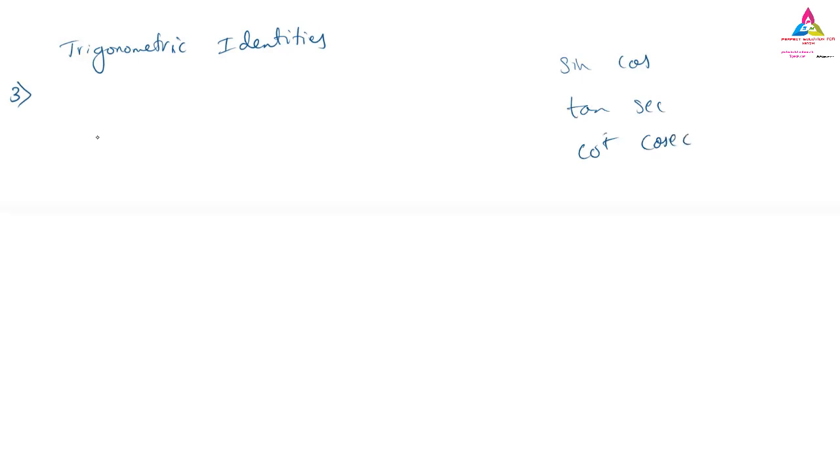So the third trigonometric identity, write it down. The first one, sine and cos, finished. Second, tan and secant, finished. The third one is cot and cosecant. These are the two things we have left. It is similar to the second one. So 1 plus cot square A is equal to cosecant square A.